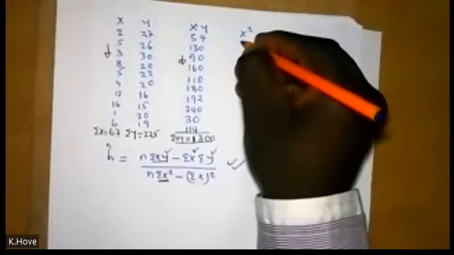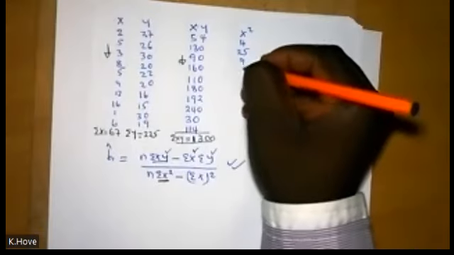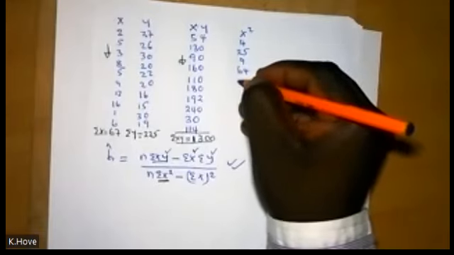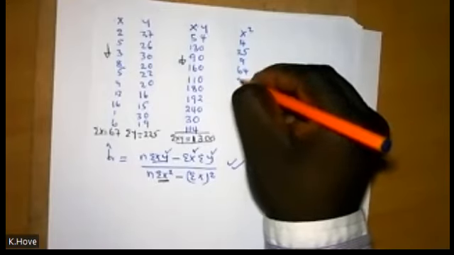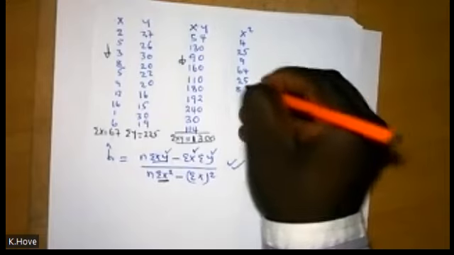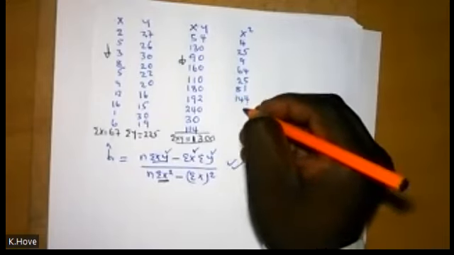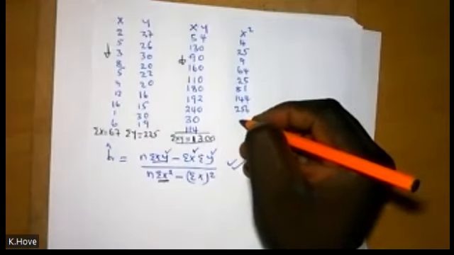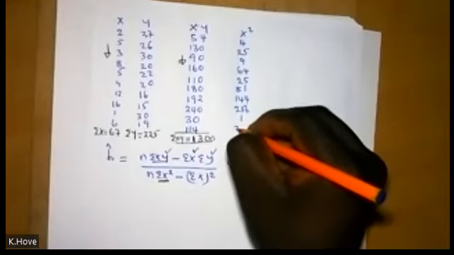So x squared, we are squaring each number here, which is 2 squared, 4, 5 squared, 25, 3 squared, which is 9, 8 squared, which is 64, 5 squared is 25, 9 squared is 81, 12 squared is 144, 16 squared is 256, 1 squared is 1, 6 squared is 36.